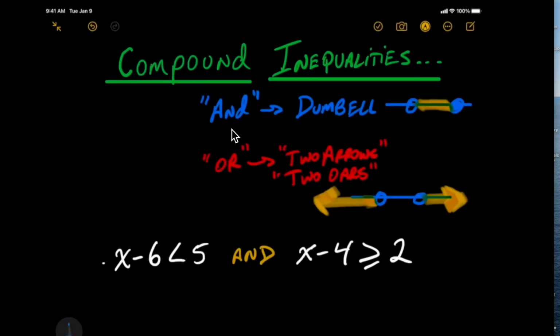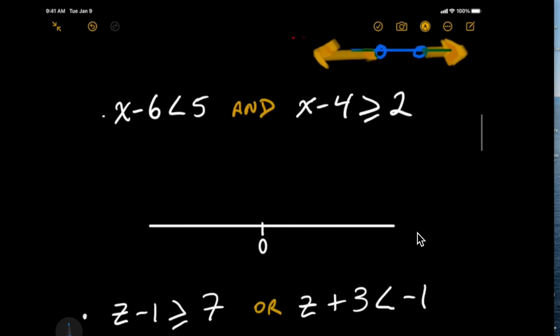This is where you're going to see the words and or. If we have an and problem, typically we're going to get a dumbbell. You're going to have two circles. One or both might be colored in, shading in between them. With an or problem, it's typically one arrow going this way, the other arrow going that way, like oars coming from a boat. Let's start with the first one.